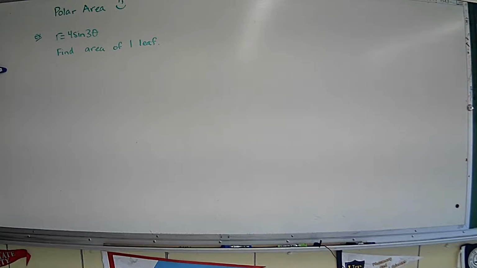So I want the area of one petal. Now, one way that we can do this is to find the area of all 3 petals and then just divide by 3. That's one way of doing it. But I want to do it by sweeping out only one petal. So the first step in any of these problems is to figure out what the bounds are. What are the values of theta that are going to give us the area that we're looking for?